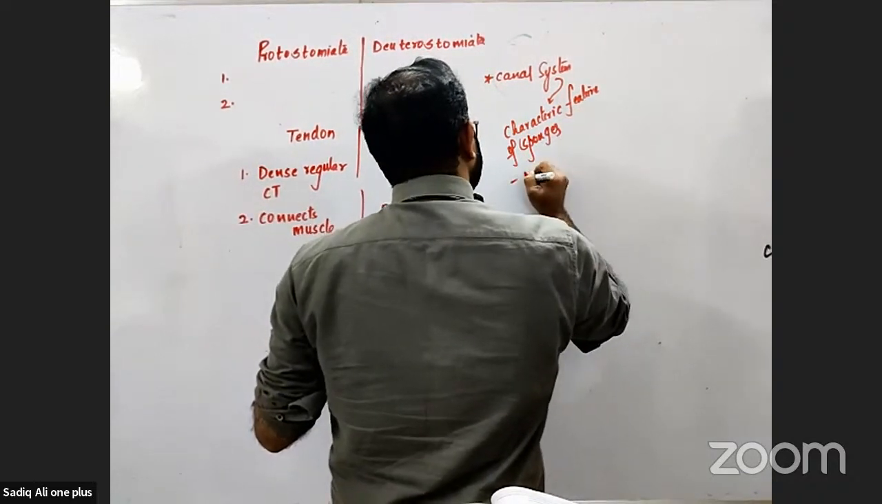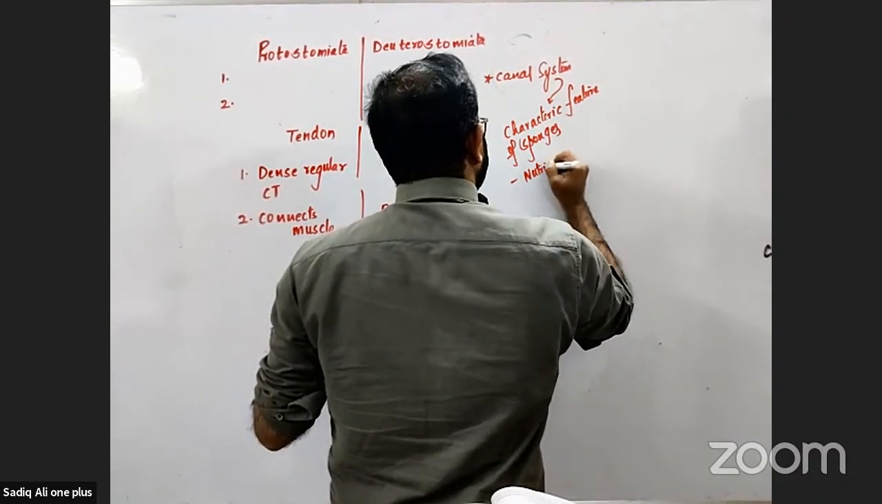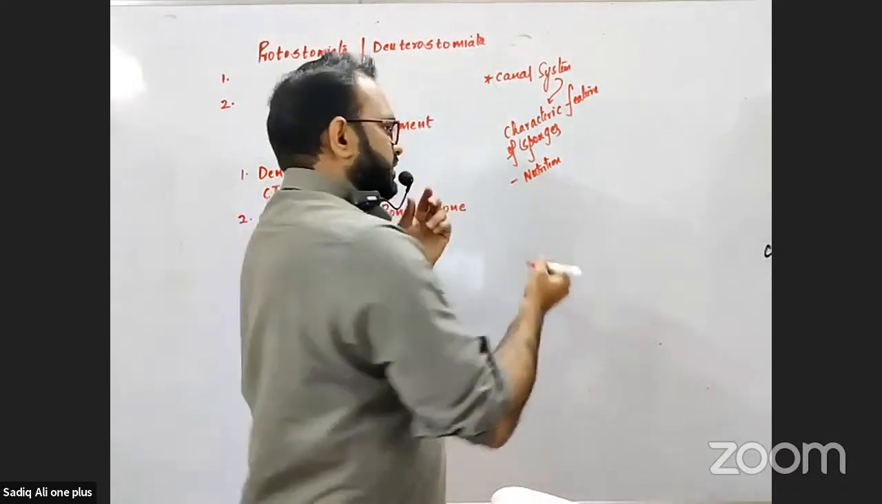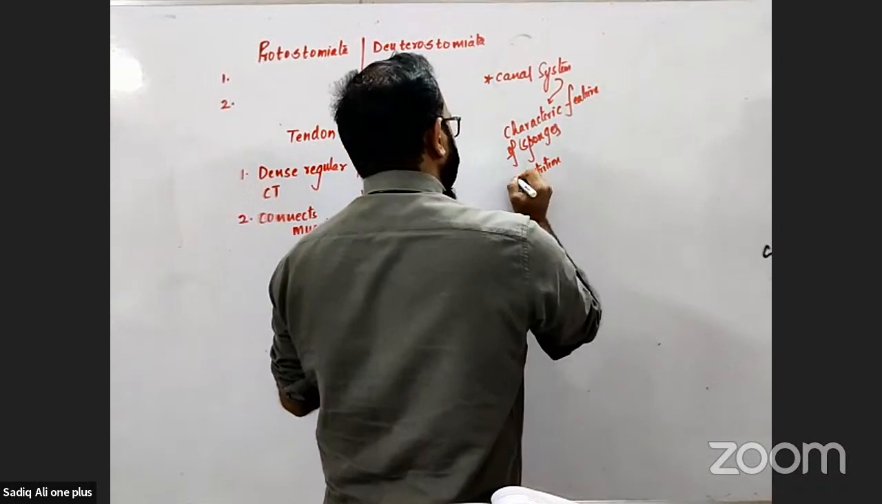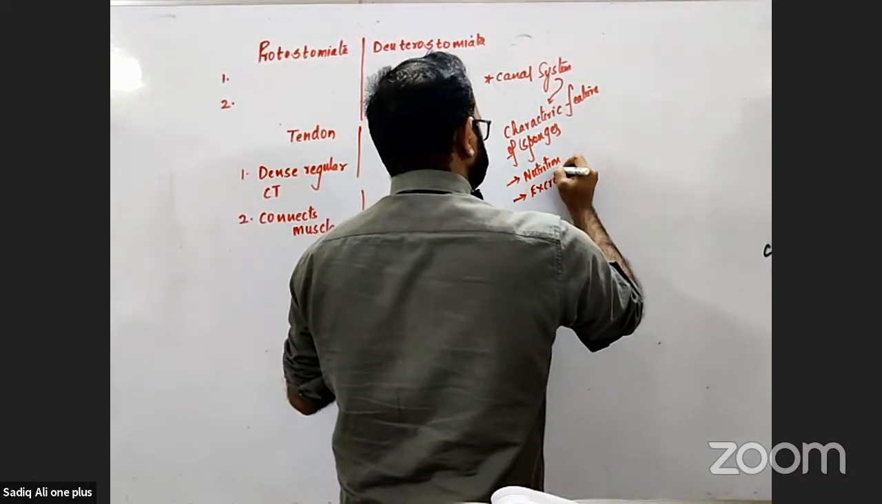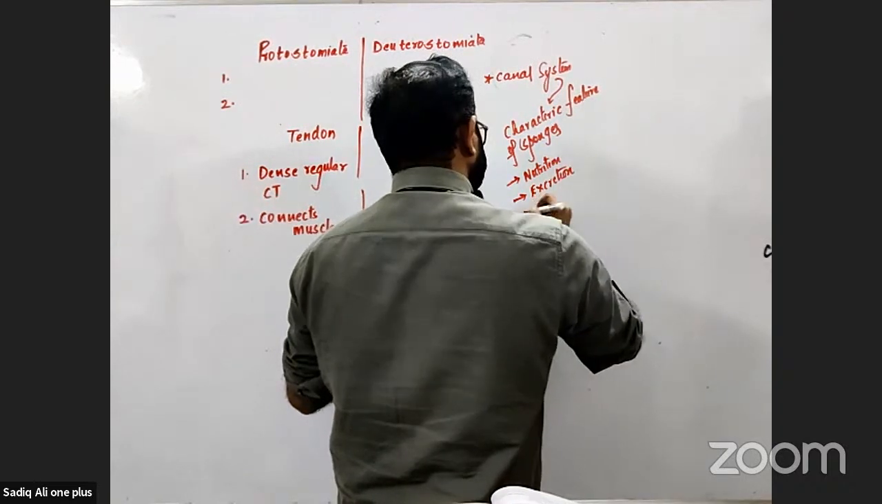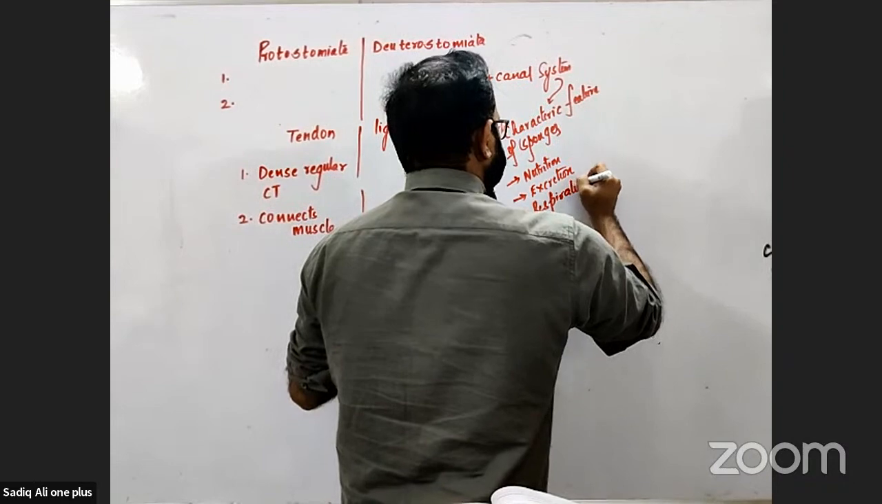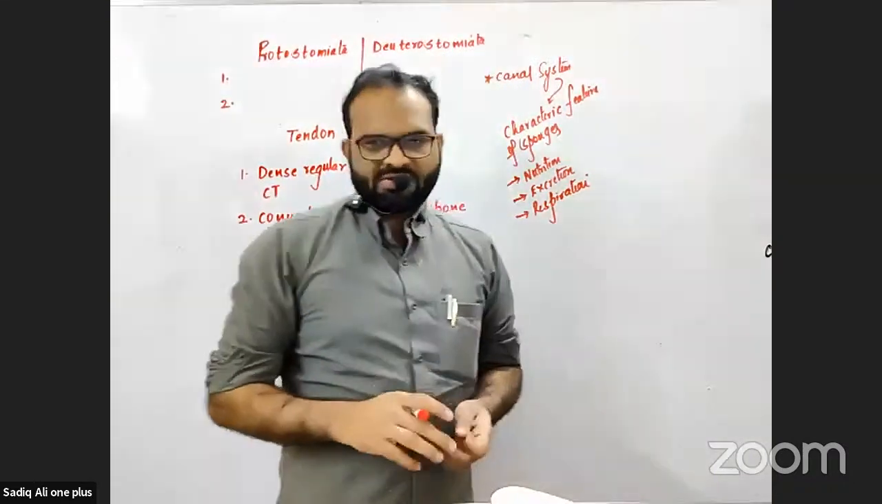Functions: nutrition, that is procurement of the food. Nutrition, that is capture or gathering of food. Excretion and respiration. So these are the functions of the canal system.